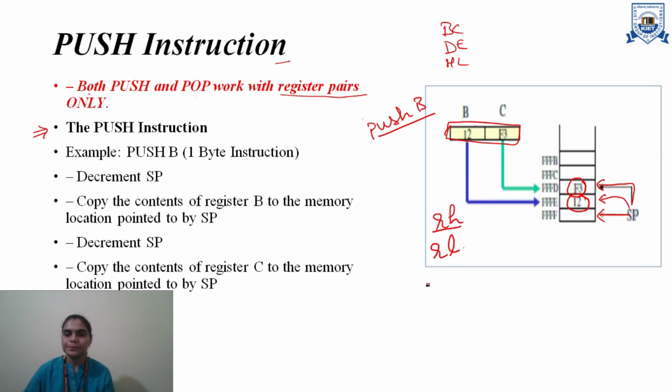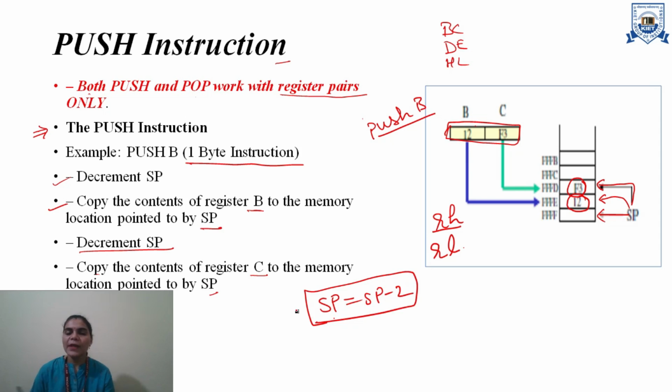In the push instruction, which is a 1 byte instruction, first we will decrement the stack pointer, then we will copy the content of register B, in this example, to the memory location pointed by the stack pointer. Then again, we will decrement the stack pointer and copy the content of register C to the memory location pointed by SP. And now we will set the stack pointer to point to the top element of the stack.